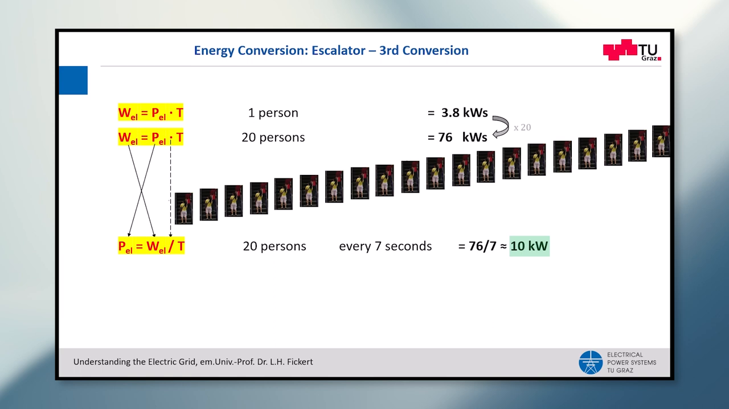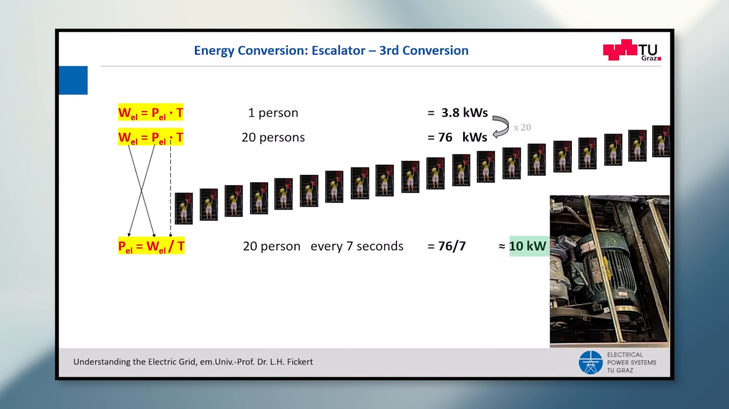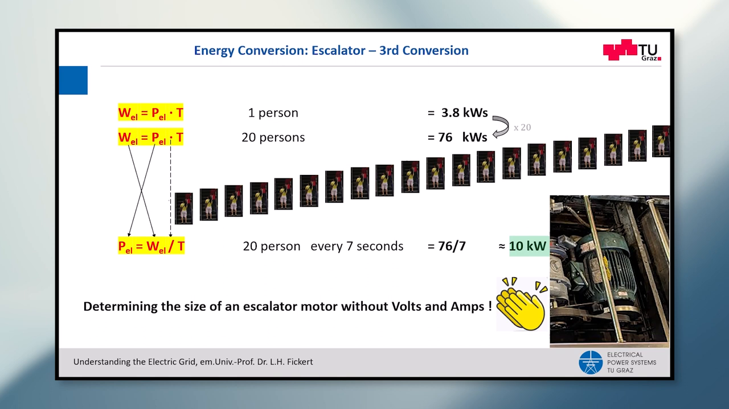And now we want to find out how the motor must be sized. So you see a little bit of mathematics when you flip over the quantities in this equation, and we assume that these persons are each brought up to the first floor within a time of 7 seconds. Then we arrive at the power of 10 kilowatts. And now, big surprise, you can see it here. This is the motor that transports these 20 persons up, and its rating is 10 kilowatts.